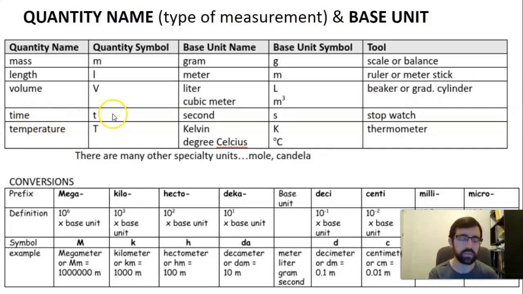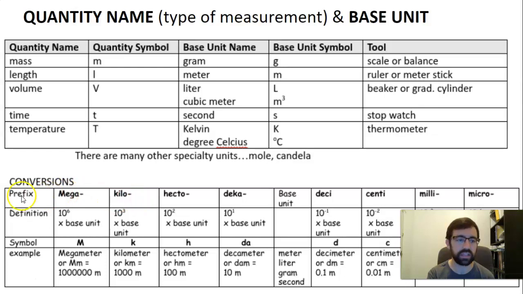Time is represented by lowercase t, and temperature by uppercase T if we're talking about the quantity symbol. But the units are Kelvin or degrees Celsius. We'll learn a lot more about Kelvin later, but you're probably more familiar with degrees Celsius, and we use a thermometer to measure that. There are many other specialty units, and we'll talk about them later.